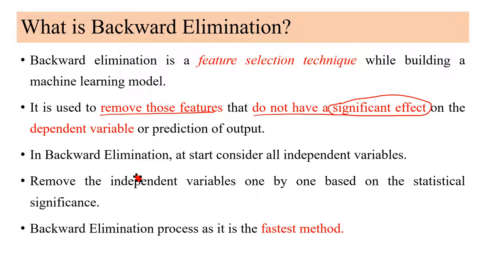In backward elimination we start by considering all independent variables. While building the machine learning model, first we consider all independent variables and remove the independent features one by one based on statistical significance. The features which are not that significant for building a good model, we have to remove. This process is the fastest method.